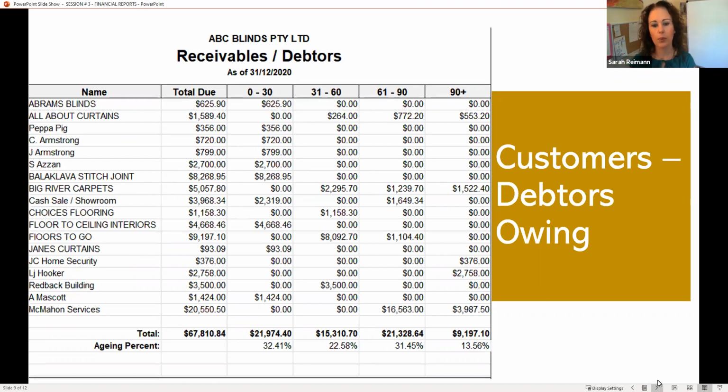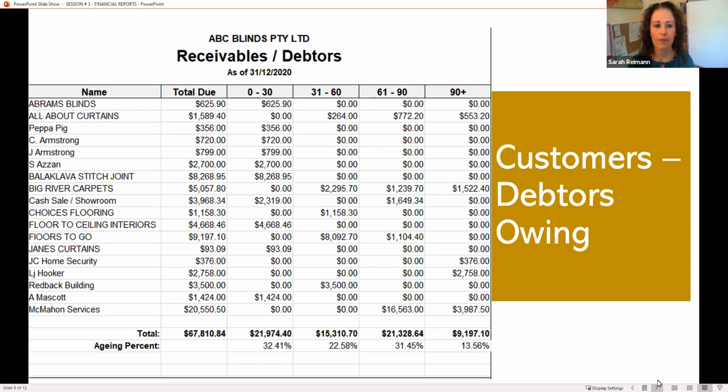And again, this is a report that people probably look at and they might know, okay, I've got $67,810 worth of debtors, but if half of them have been owing for 90 days, then you are going to run into a cash flow shortage. So this is something that needs to be monitored. We need to have a debtors management plan in place. We need to have terms and conditions up front, depending on what sort of business.